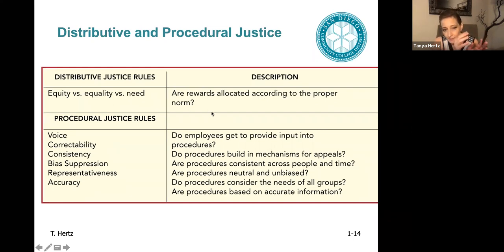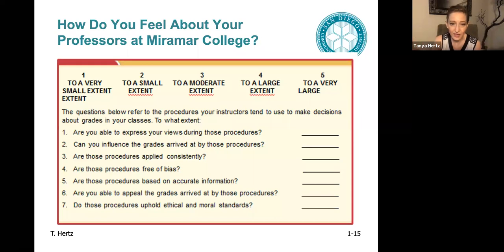And then for procedural justice rules, voice, do the employees get to provide input? Correctability, do the procedures build in mechanisms for grievance or to correct grievances, for appeals if they're not happy with something? Consistency, are the procedures consistent across people, across time? Is there bias suppression? Are the procedures neutral and unbiased? Representativeness, are we considering everyone in the organization? And accuracy, are the procedures based on accurate information?